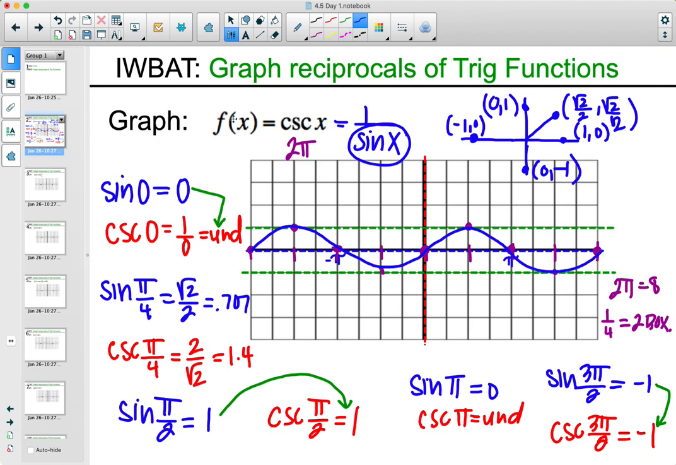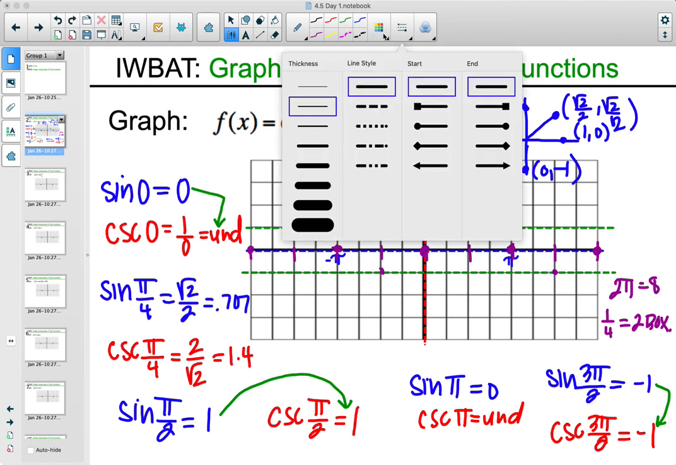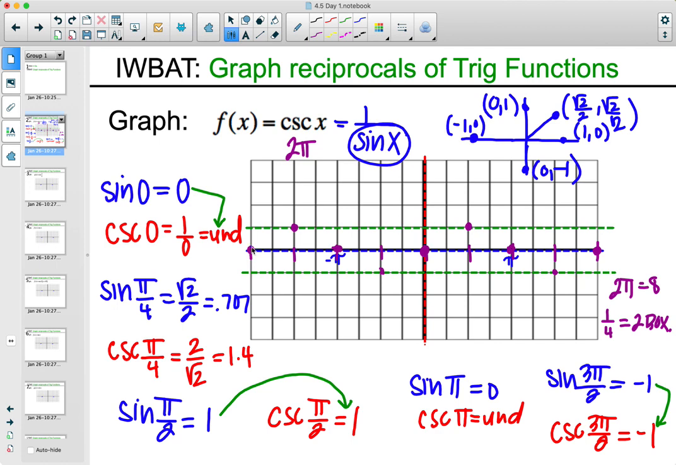So instead of graphing that, remember that we are graphing the cosecant function. So I'm just going to put this sine function in there dotted so that you can see it, but we're not going to actually graph it. But that's where it would be. So we're going to be graphing the cosecant function.